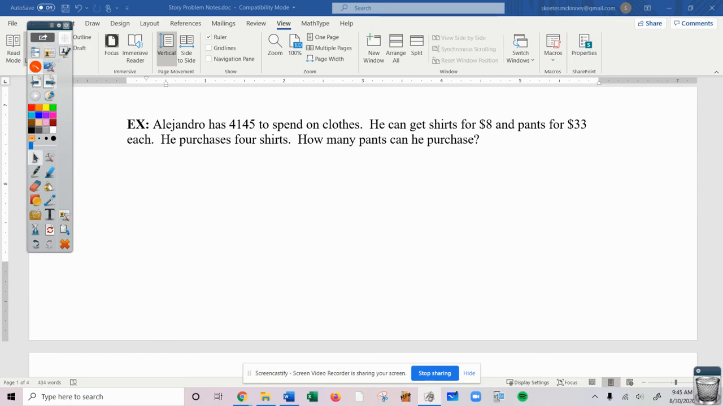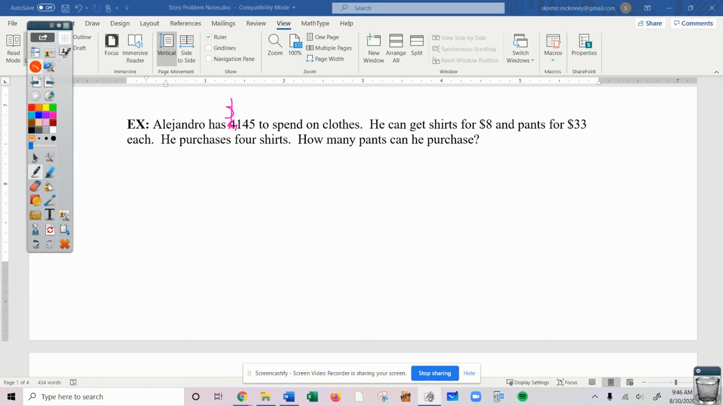Okay, so let's look at this. Alejandro has, oops, that's a typo, sorry, it's right in your notes, but not right on mine. Alejandro has $145 to spend on clothes. He can get shirts for $8 and pants for $33. He purchases 4 shirts. How many pants can he purchase?